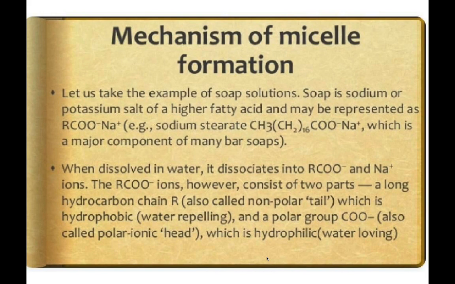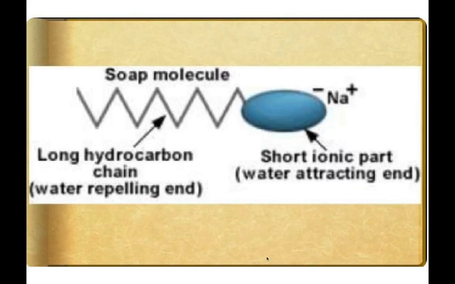So when you dissolve it in water, it dissociates into RCOO minus, the negative part, and Na plus ions. So RCOO minus has two parts. It has a long hydrocarbon chain R, which is non-polar. We call it a tail, which is water repelling or hydrophobic. And the polar group COO minus is called the polar ionic head, which is water loving or hydrophilic. So you can see a soap molecule here. You have a long hydrocarbon chain that is water repelling and known as the tail, and a short ionic part, which is water attracting, and Na plus.